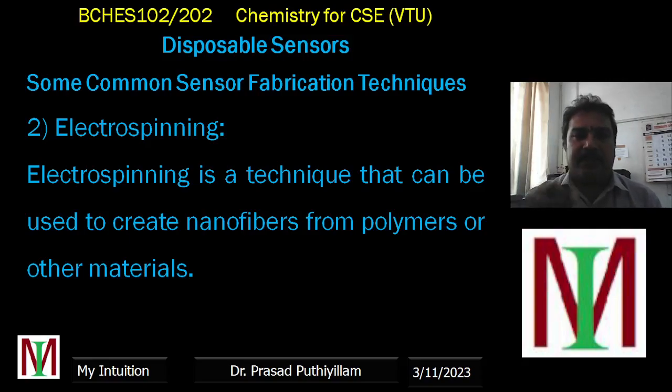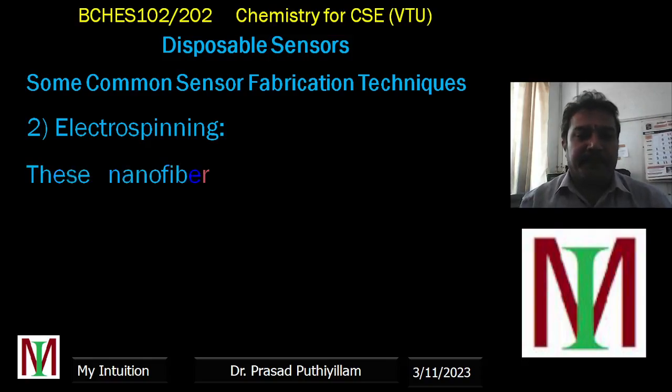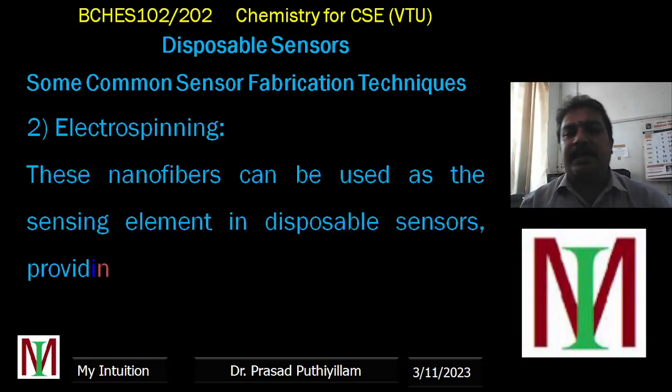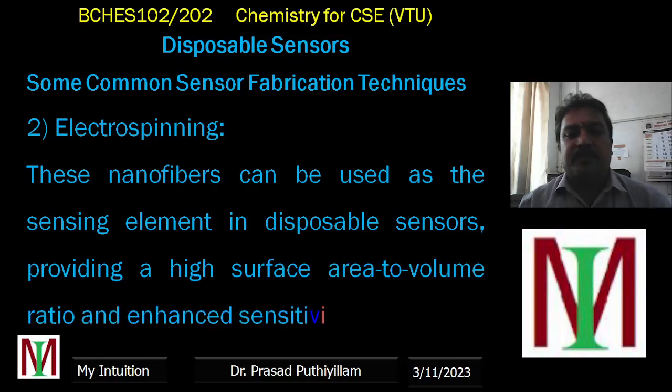You know what nano size is, 10 to the power minus 9. If we can prepare fibers of that size, they can be used as the sensing material. That is electrospinning. These nanofibers can be used as the sensing element in disposable sensors, providing a high surface area to volume ratio and enhanced sensitivity.